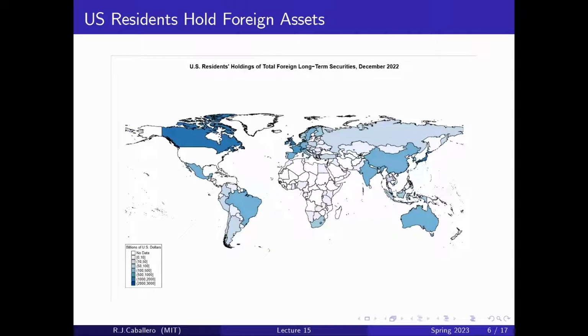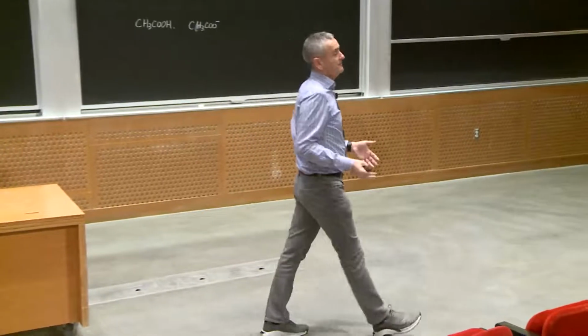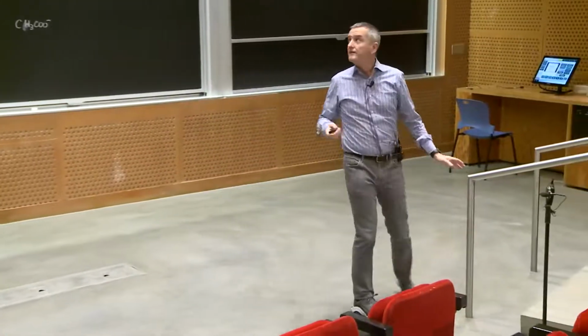You see, US residents hold lots of Canadian assets, okay? And mostly developed economies, but you have India, China, and so on, lots of Latin American assets, and so on. So it's not only that the rest of the world demands US assets, but US residents, perhaps not directly, most of you, but indirectly, demand lots of foreign assets.